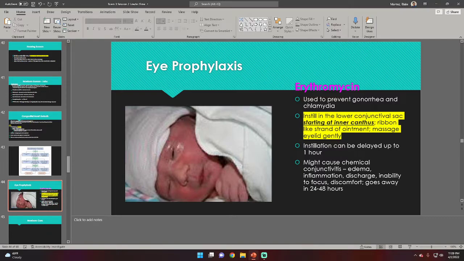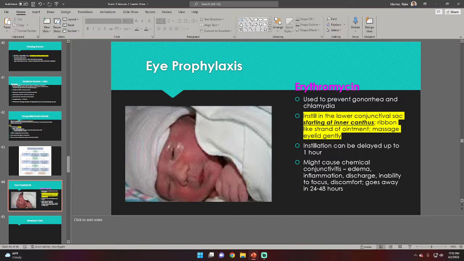Eye prophylaxis, erythromycin. Look up the trade name as well for this in case he was to put that on there. This is used to prevent gonorrhea and chlamydia. We're instilling this in the lower conjunctival sac, starting at the inner canthus. This is a ribbon-like strand of ointment that's given, and we're massaging the eyelid gently.